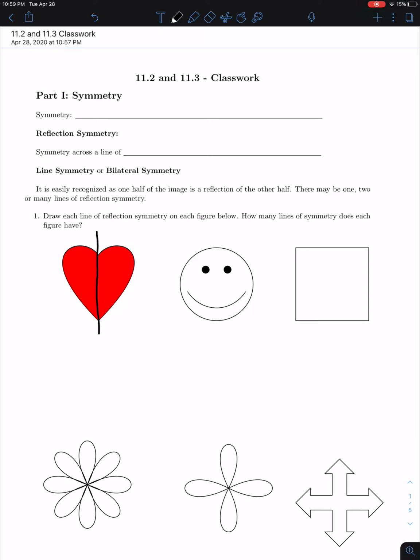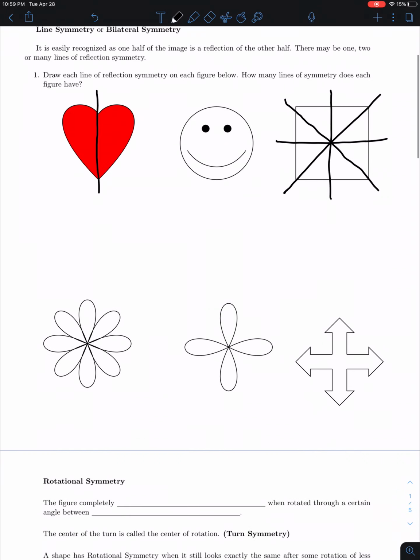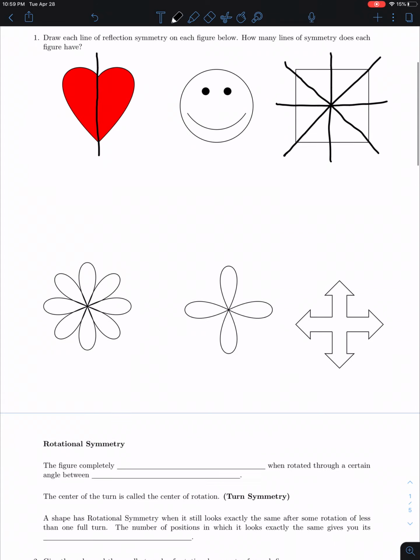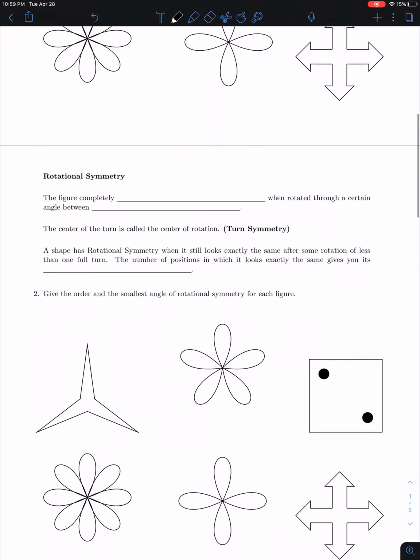But if we look at the square, for example, we could cut it this way, we could cut it this way, we could cut it this way, and we could cut it this way. So the square actually has 4 lines of symmetry. Keep that in mind when you're working through these. There's a bunch of those for you guys to practice, so I'll let you work on those.